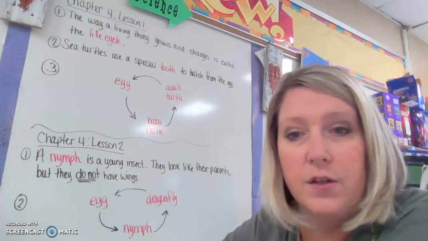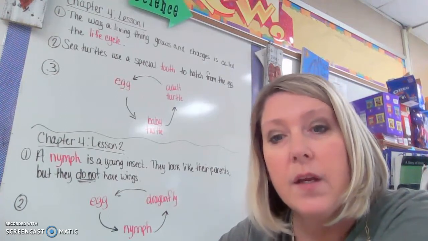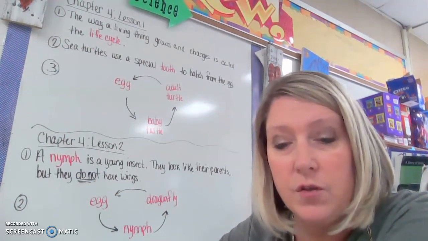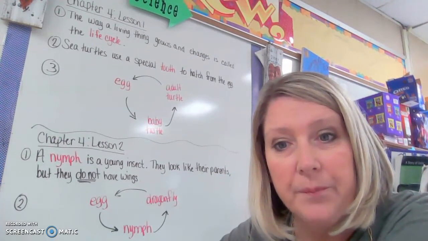Okay, so that's what I need you to do on the bottom of that worksheet for the life cycle of the bird, is put it in order. Just write the number 1, 2, 3. That's all you got to do.